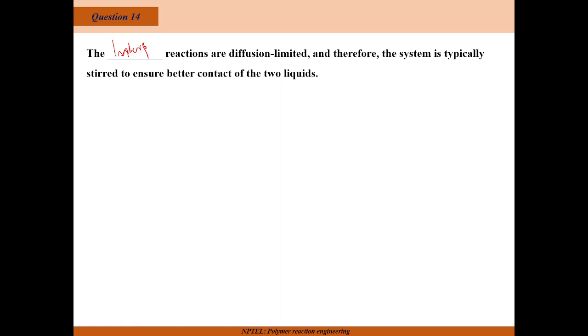Okay. So this is the basic idea behind this interfacial system. Here in interfacial, we consider two liquids that will form an interface, because there will be a difference in their viscosity. They are basically diffusion limited, and therefore it should be stirred continuously so that there is proper contact between these two liquids. The answer is interfacial reactions.